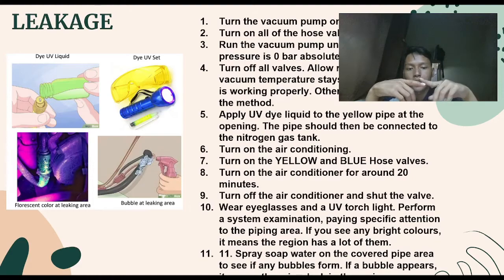The pipe should then be connected to the nitrogen gas tank, and then turn on the air conditioning. Turn on the yellow and blue hose valves. Turn on the conditioner for around 20 minutes. Turn off the air conditioner and shut the valves. Wear eyeglasses and a UV torchlight. Perform a system examination, paying specific attention to the piping area.